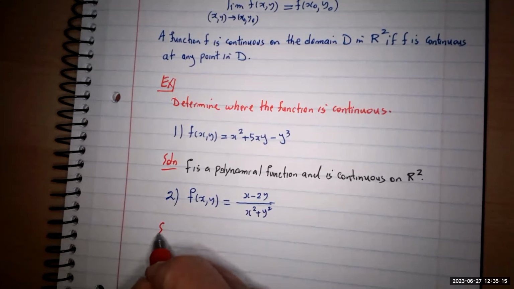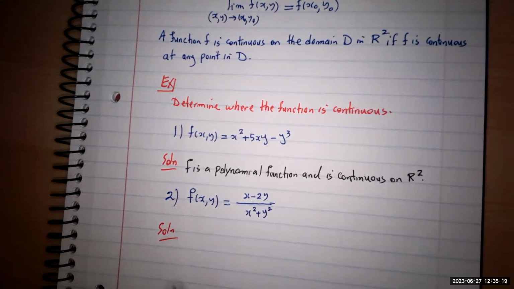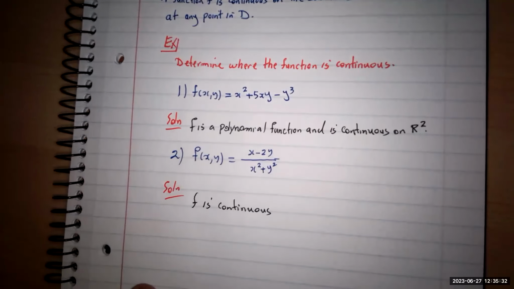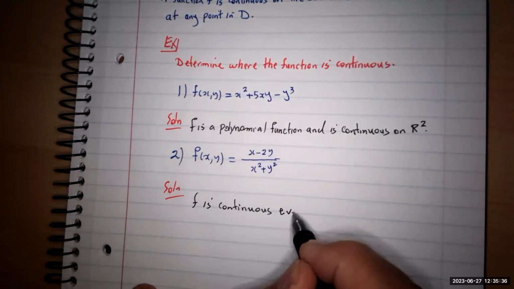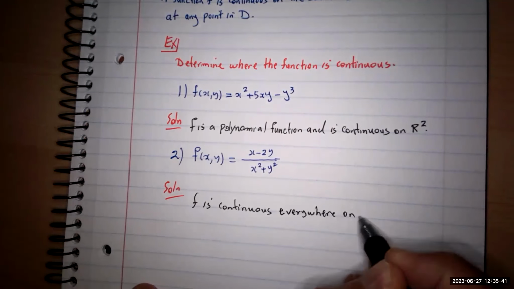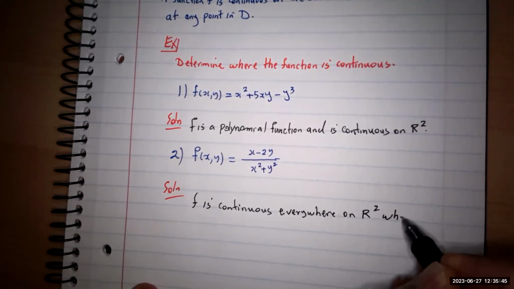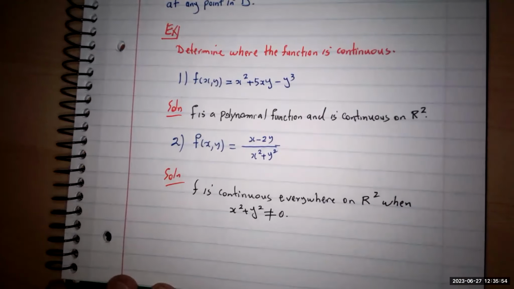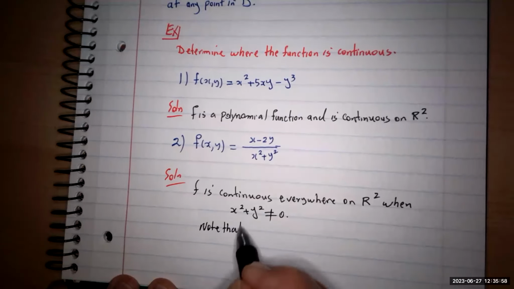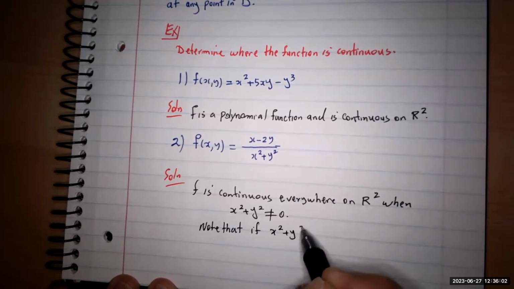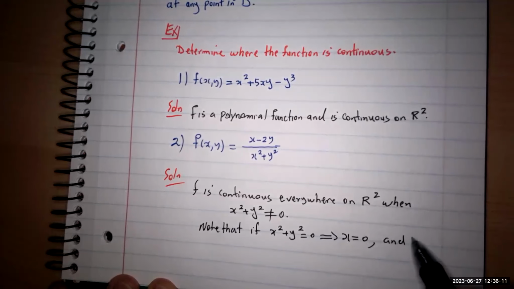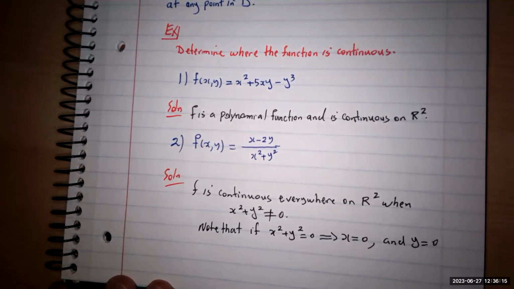As with the function of one variable, this is how we're going to explain it. F is going to be continuous everywhere on R2, except, of course, when x squared plus y squared is equal to 0. Note that x squared plus y squared equal to 0, because they are non-negative numbers, means in that case x is equal to 0 and y is equal to 0. So this function is continuous everywhere except at the origin.